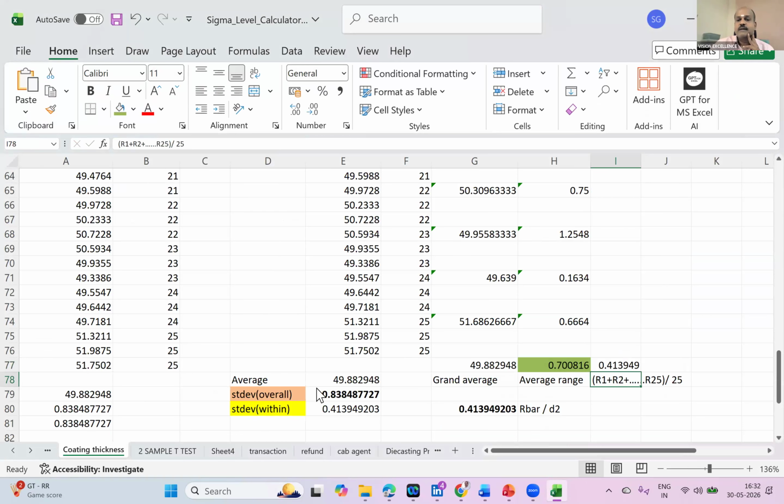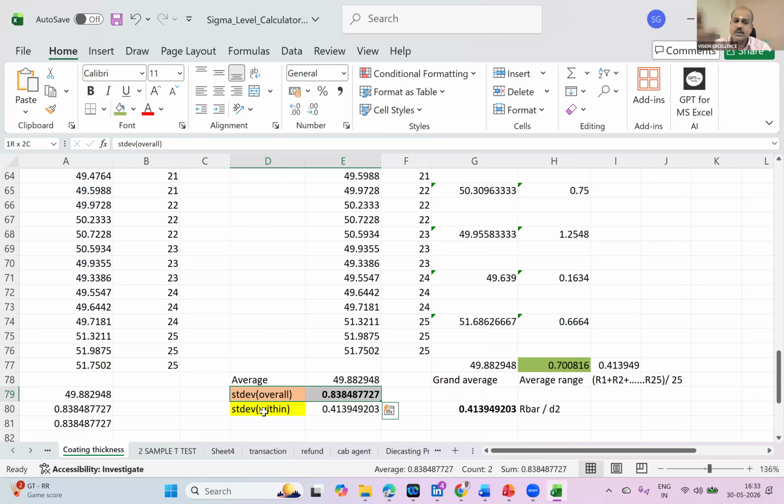0.4139. All of you, are you seeing 0.4139? Now I have taught you how to calculate within standard deviation manually, 0.43. Now there is one other thing we must understand: overall standard deviation. What is overall standard deviation?